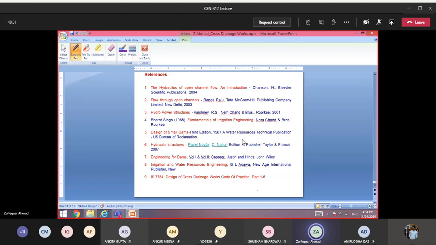And again I want to tell you, you must do this exercise of the design of the cross drainage works on the basis of the methodology that we have discussed.